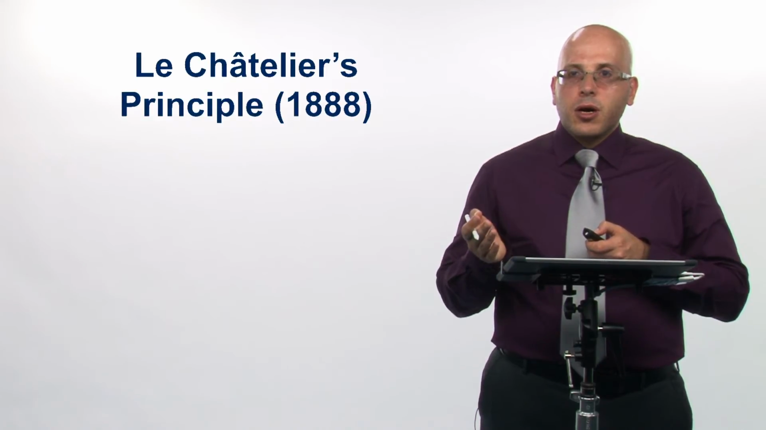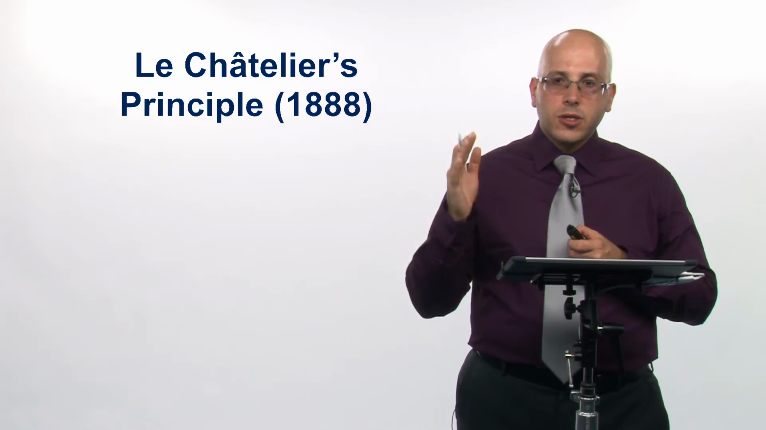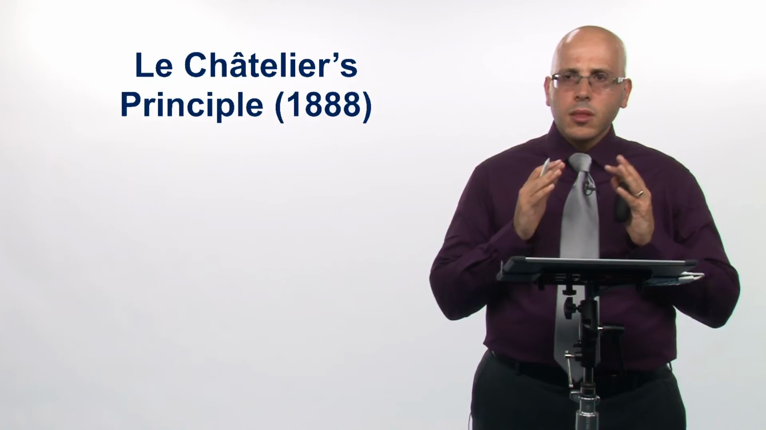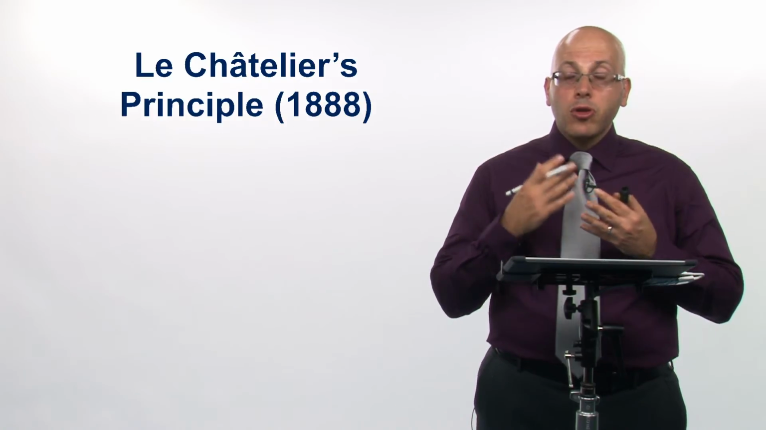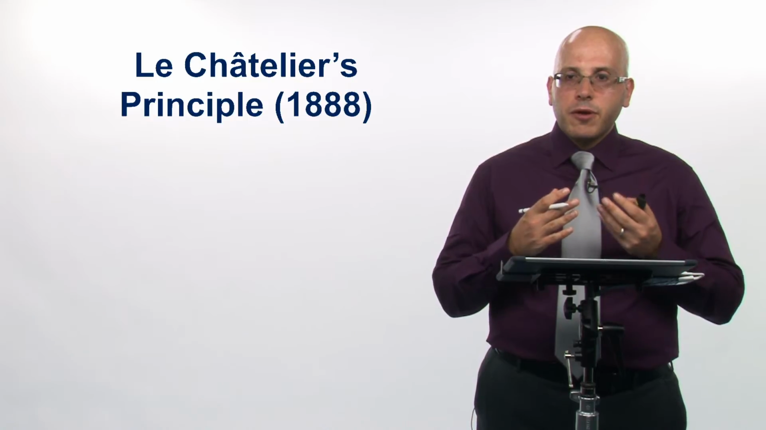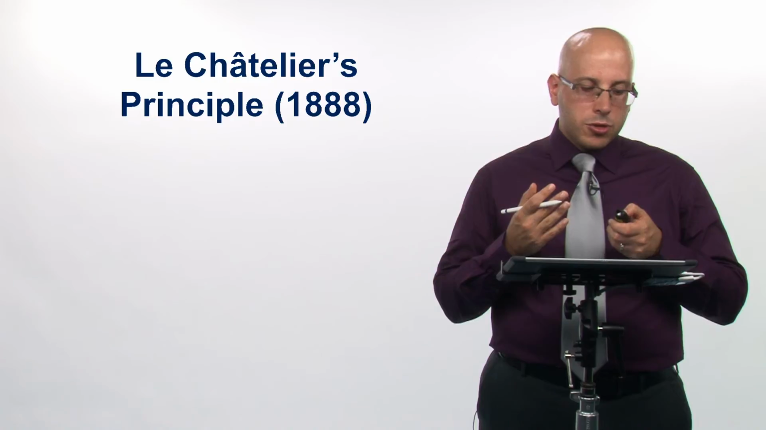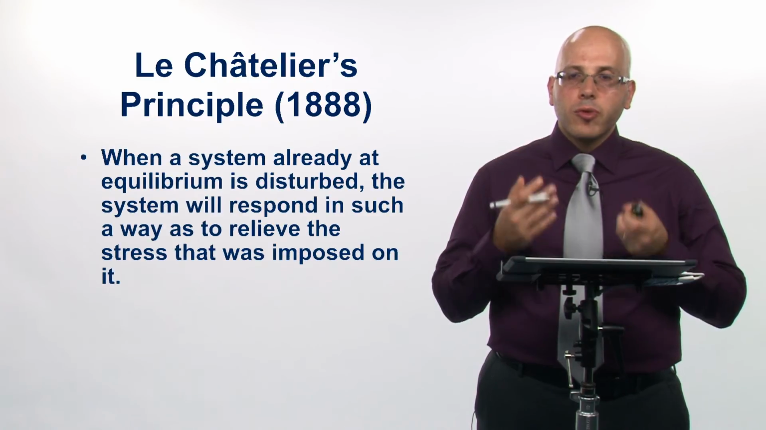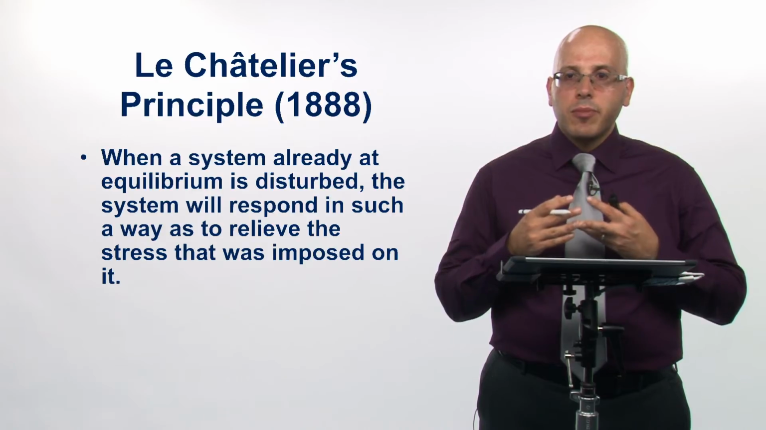So now let me tell you about Le Châtelier's principle, which was discovered in the late 1800s. If you have a system at equilibrium and you disturb it, you alter it somehow, Le Châtelier proposed that the system is going to try to go back to its original state to alleviate the stress that was imposed on it.